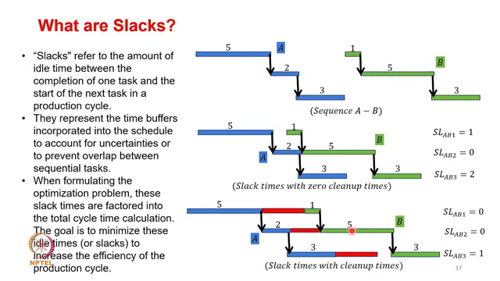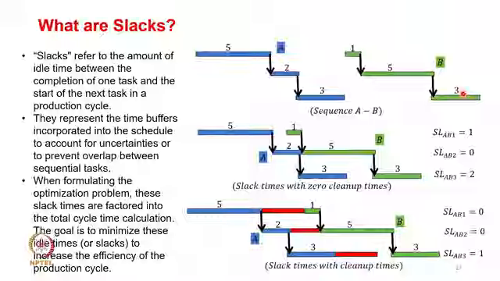So now let us consider a concept called slacks. What are slacks? Slack refers to the amount of idle time between the completion of one task and the start of the next task in the product cycle. So let's look at a case with a sequence of products A and B. In the first case, you have stage 1 2 hours, stage 2 5 hours, stage 3 3 hours. While in the other case, stage 1 1 hour, stage 2 5 hours, stage 3 3 hours.